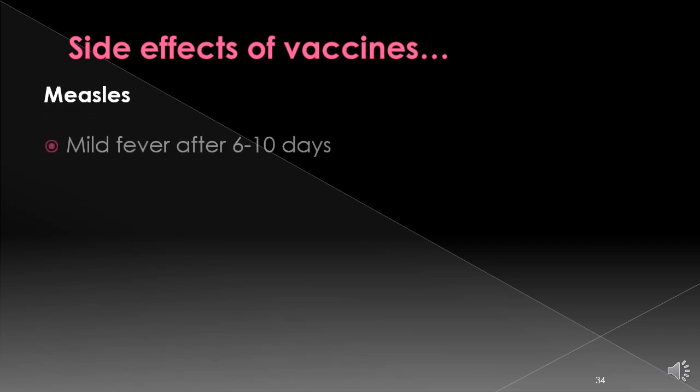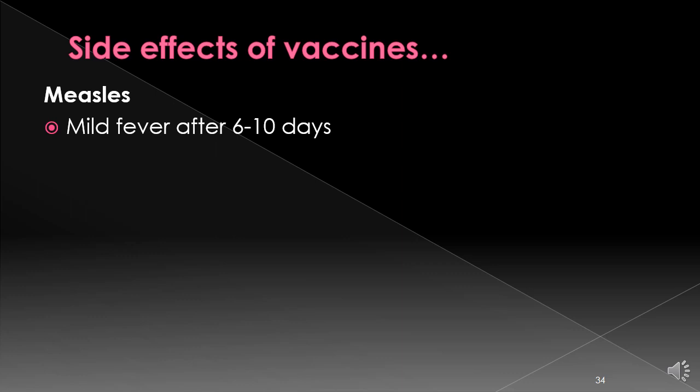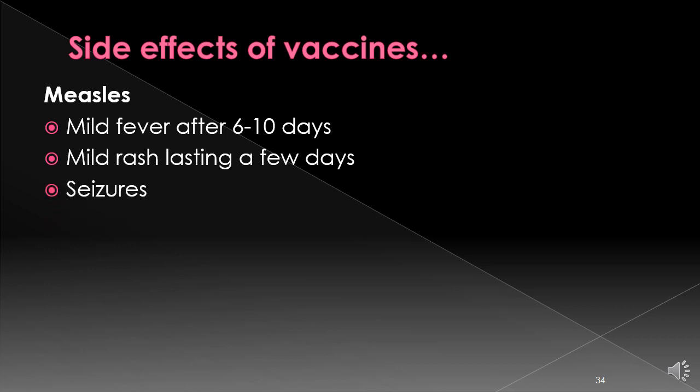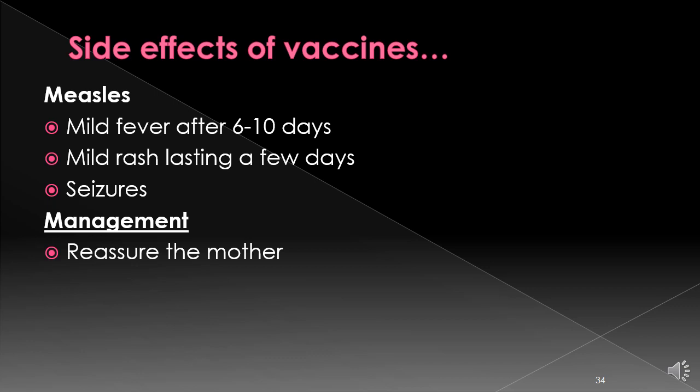Measles vaccine. It is associated with the development of a fever, which is usually mild, and this happens around 1 week up to 10 days after the measles vaccine has been given. Other patients may also develop a mild rash a few days after the measles vaccine has been given. A few may develop seizures, measles encephalitis. What do you do? You just need to reassure the mother. These manifestations are usually self-limiting. They are not serious.